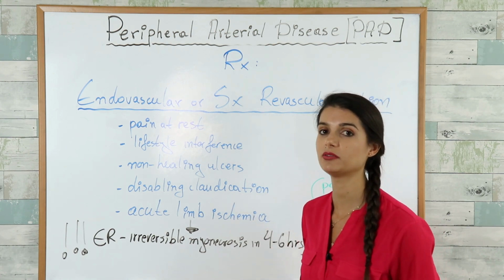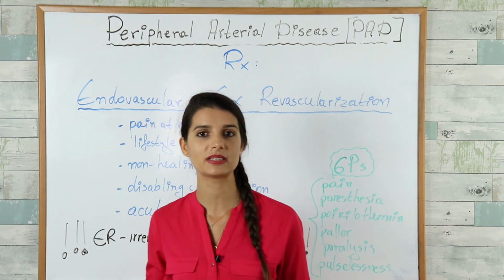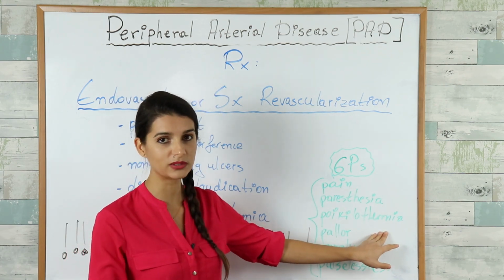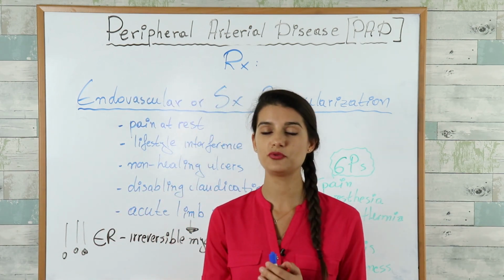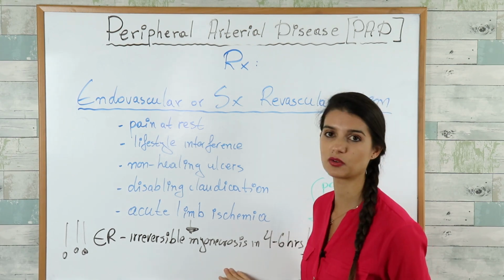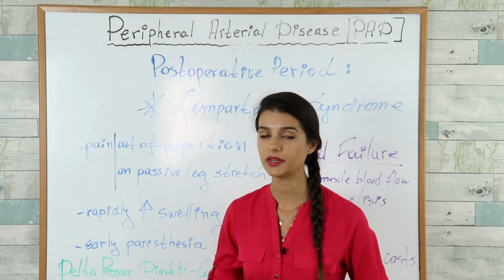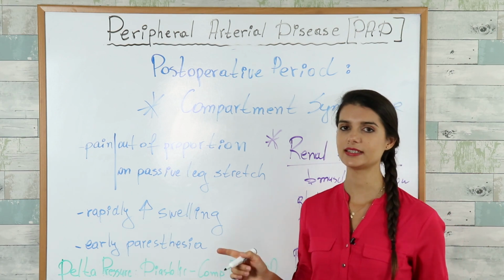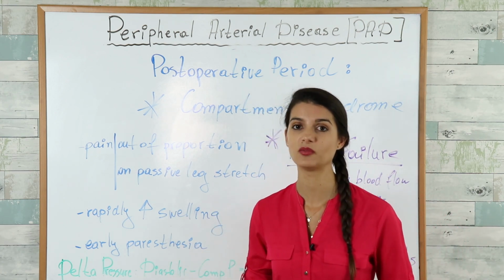Now, acute limb ischemia we discussed in the previous video, but remember, these patients will present with the famous 6 Ps: pain, paresthesia, poikilothermia, which means coolness, pallor, paralysis, and pulselessness. Now, these patients should be treated emergently because irreversible myonecrosis will happen in 4 to 6 hours. In the early postoperative period, you have to watch out for the formation of compartment syndrome, very tested on the USMLEs, and you have to be aware of this syndrome for your future clinical practice.